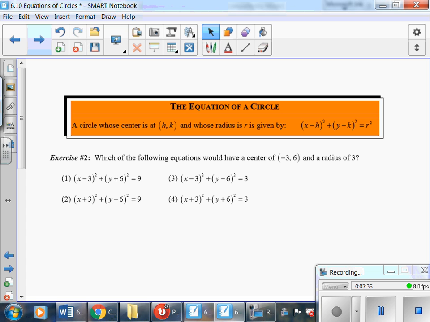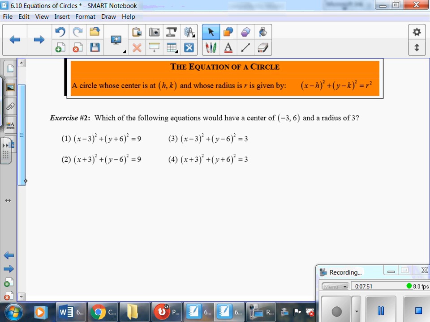All right, so in the orange up here, this is what I was just talking about. A circle whose center is at (h, k) and whose radius is r is given by (x - h)^2 + (y - k)^2 = r^2. So keeping that in mind now, in exercise 2, which of the following equations would have a center of (-3, 6) and a radius of 3?